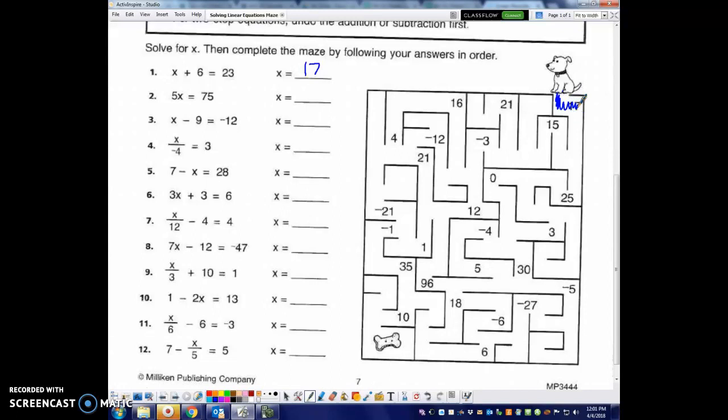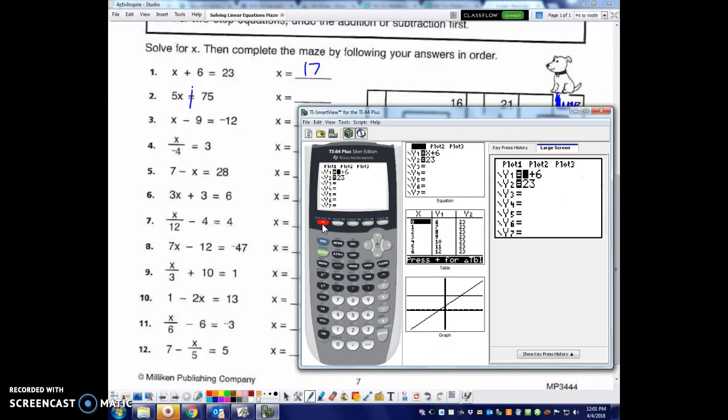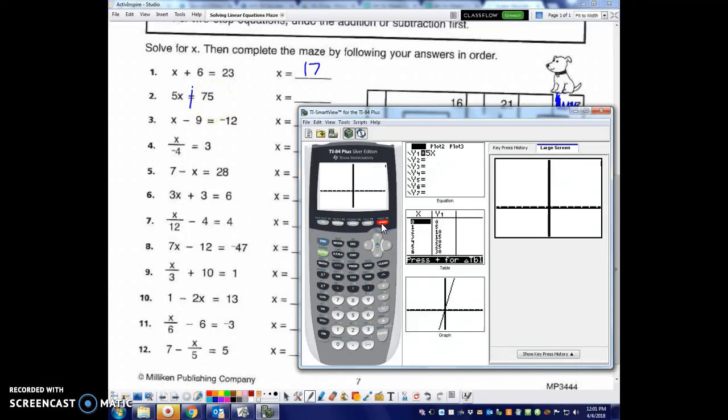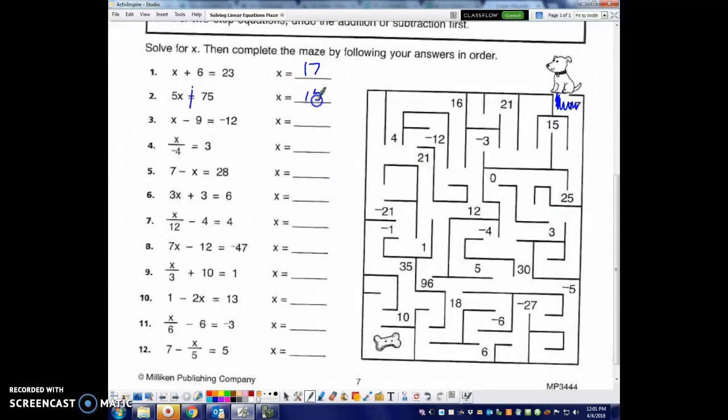Then we need to see what our next number is going to be. So you split them up. 5x goes into y1. And then this side goes into y2. Graph it. Second, trace, 5, enter, enter, enter. It says that x is 15. So 15. So we come down and go to 15, okay?